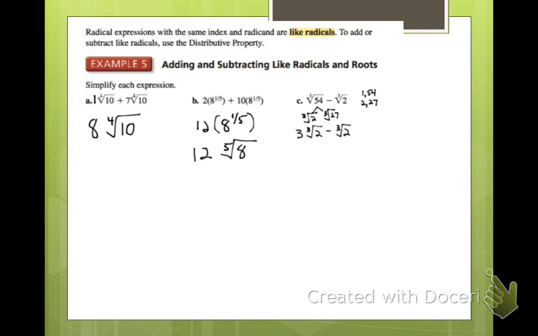Okay, now the cube root of 54 has simplified into 3 cube roots of 2. I can subtract that 1 cube root of 2, and I'm left with 2 cube roots of 2. So again, I can't force the roots to be the same. I just simplify, and if they end up being the same, then I can go ahead and complete that adding or subtracting.